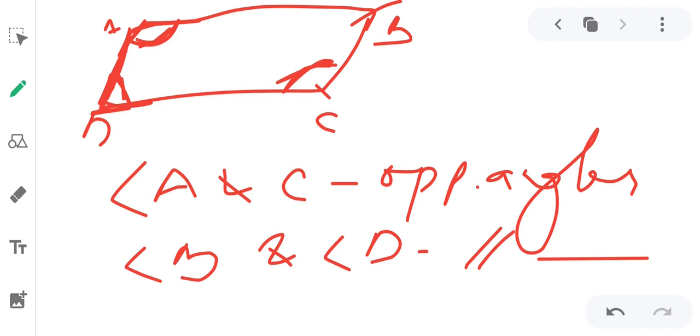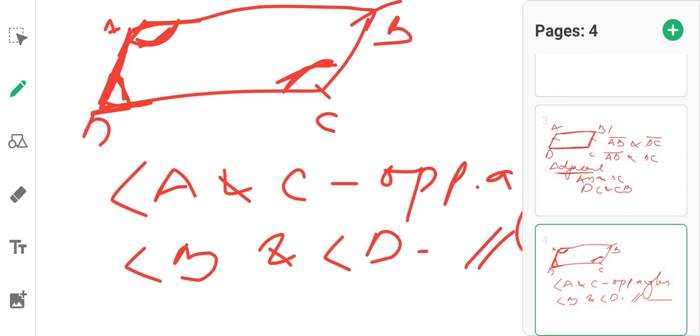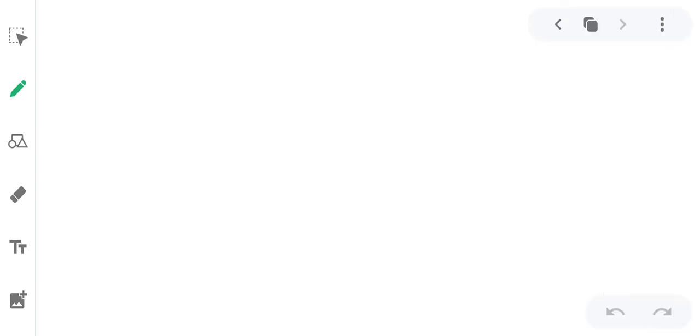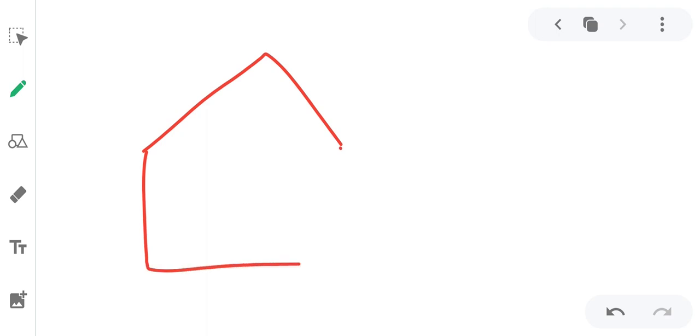Now there is another important thing that needs to be discussed. See, for example, this is a polygon called a pentagon, right? So we know that the sum of the interior angles of this polygon is 540. What about the sum of the external angles? Say for example this is a pentagon. Okay, this is one of its external angles.